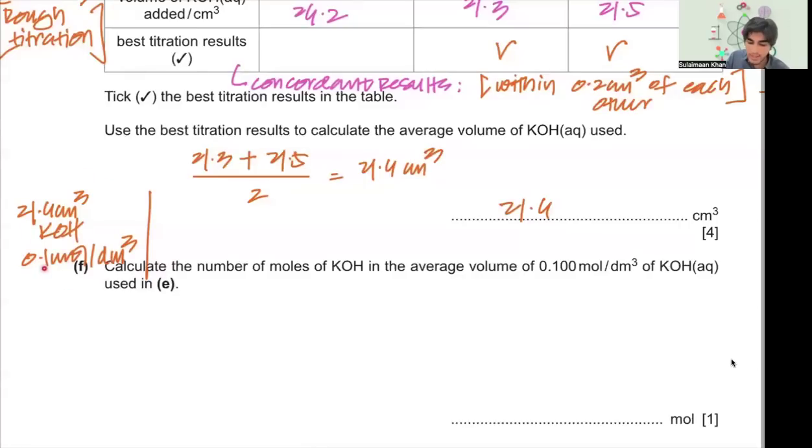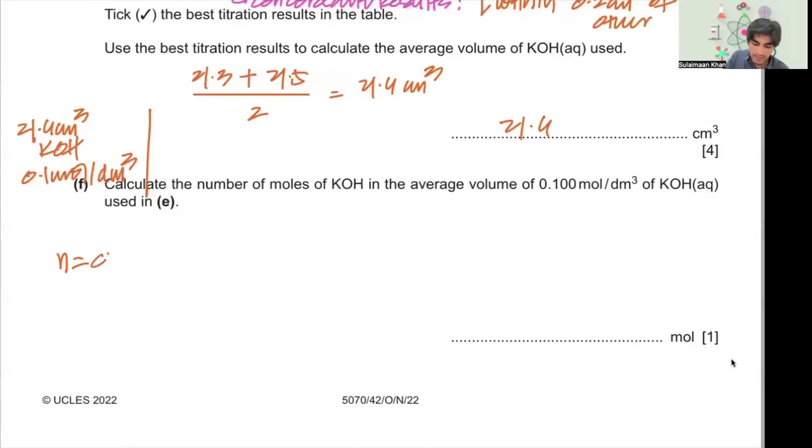And in the next part, he will ask you to calculate the moles. Calculate the number of moles in the average volume of 0.1 mole per dm cube of potassium hydroxide used in E. So now you have the volume, you've calculated the average volume, you have the concentration. How do you calculate the moles? n equals CV. And remember, these are the moles of potassium hydroxide.